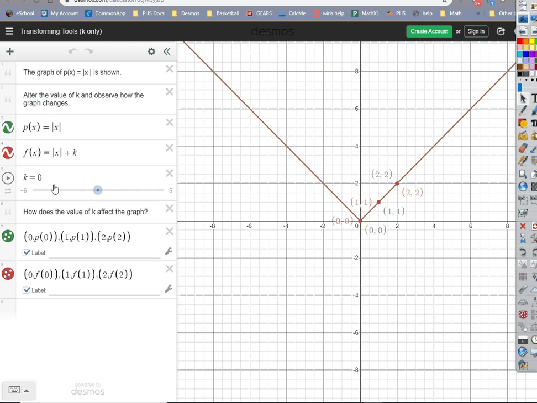So on this one, you can type in manual values, but it's probably easier just to drag this little slider and choose different values of k, and then see what it's doing to the red graph. The red graph is going to be the altered graph, and the green graph is the parent graph. Do that for each of those.